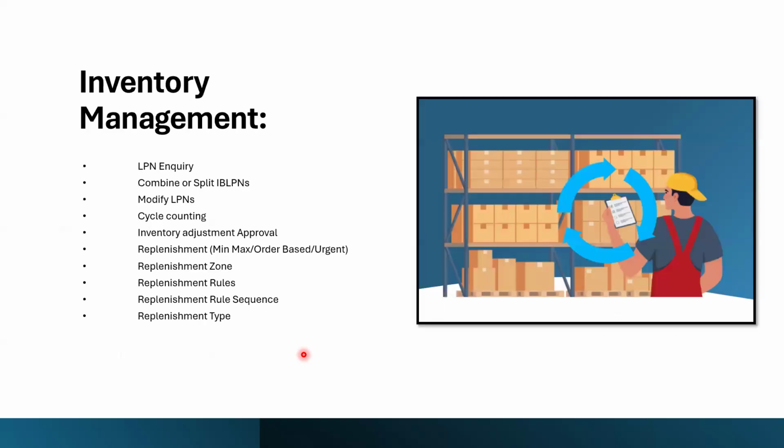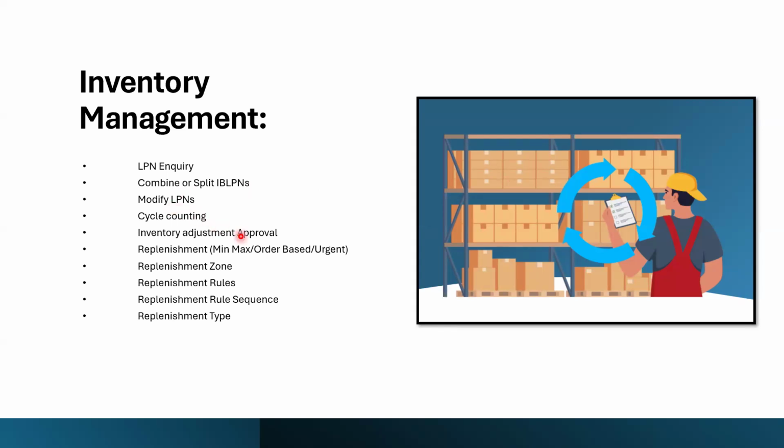Then we'll see inventory management. In inventory management, we'll cover how you do an LPN inquiry, how you split and combine LPNs, and how you modify LPNs. If at any point there's a discrepancy in an LPN, we can modify it straight away, or we can do a cycle count of that LPN, so that we can resolve the discrepancy. Okay, and stock will be as per the physical inventory lying in your warehouse.